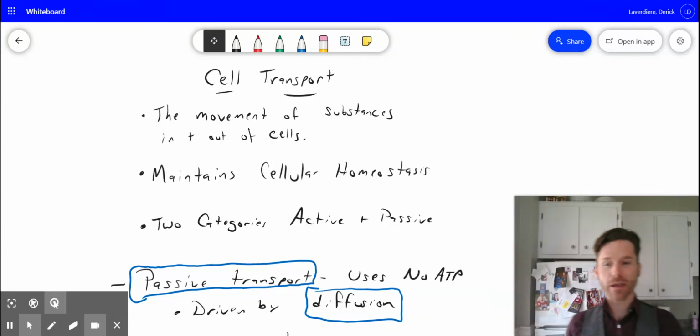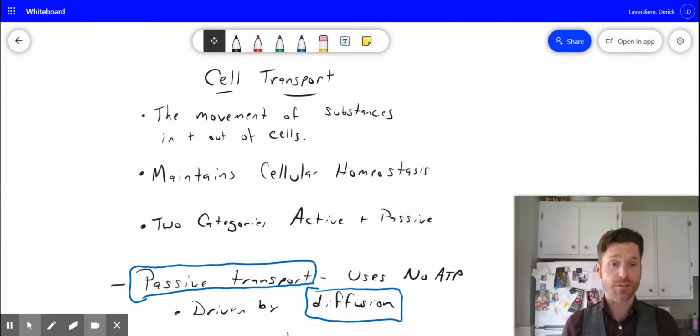So, welcome back. Today, I'm going to be talking about cell transport. Cell transport is just the movement of different substances in and out of cells. This movement is the way that cells maintain their homeostasis for the most part. Sometimes the principles of this movement make it so that the cells actually lose their homeostasis. Right? The cells only have a certain amount of regulation over these mechanisms.